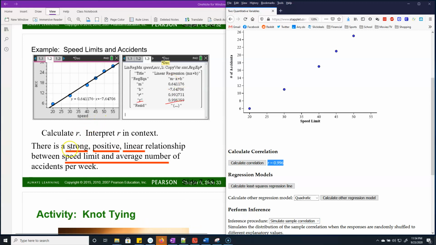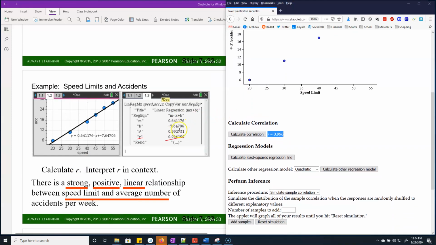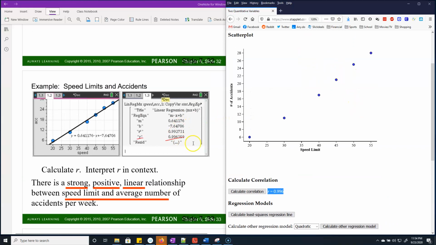So yeah, that is strong, because it's almost a perfect line going straight up, which means as one goes up, the other one goes up in almost an exact linear amount. It's positive because it's going up, and it's linear because it almost makes a straight line. So there's a strong positive linear relationship between speed limit and the average number of accidents per week. And so that will be the first example of part 2 of our outline.